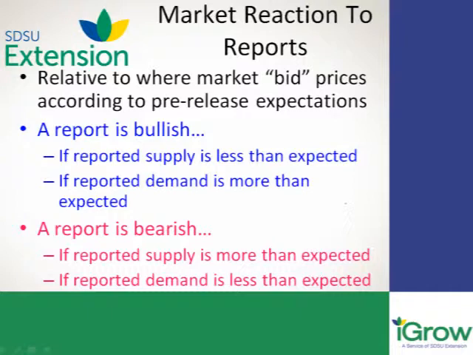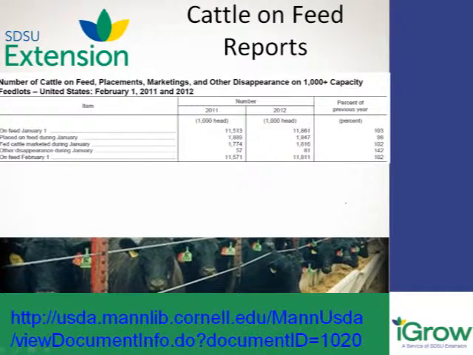Similarly, on a report that's bearish, again, it's measured relative to those pre-release expectations. If the reported supply comes in more than expected, that's going to be fairly bearish, even if it's a lower supply than what had been forecasted, for example, in the previous month's report. Let's take a look at some examples. That actually makes things, I think, a little bit more clear.